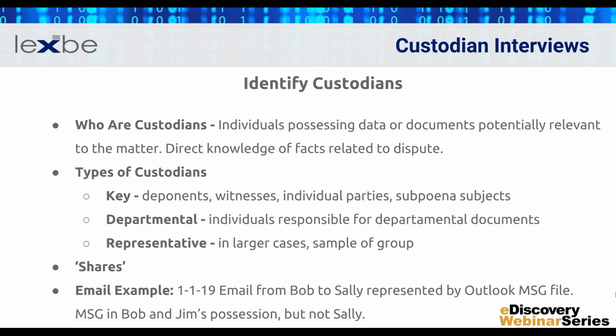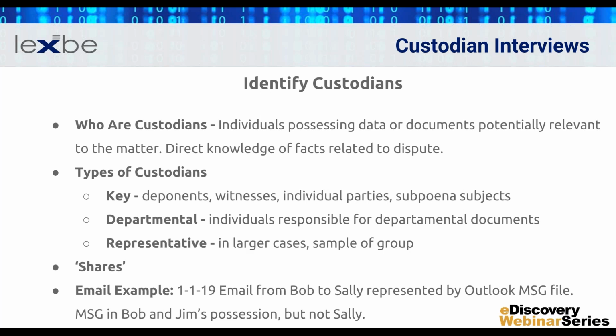I want to give an example email that I think illustrates well what the custodian concept really is. So imagine a January 1, 19 email from Bob to Sally, and this is represented by an Outlook MSG file, that being MSG being the file format that Microsoft Outlook keeps emails in, and that includes both the email body, metadata, and the attachments, and it's represented by a single MSG file that can be taken out of Outlook and copied individually.